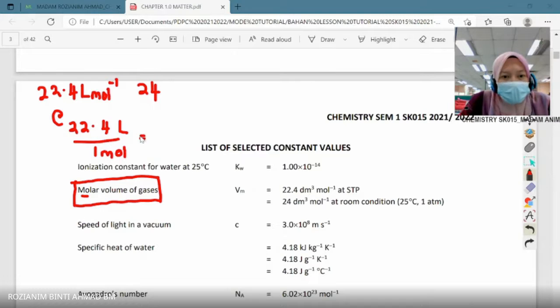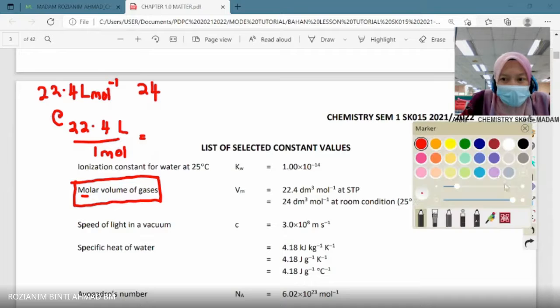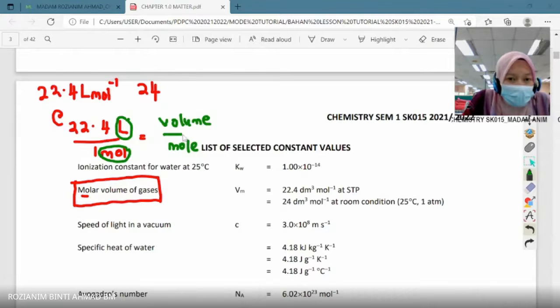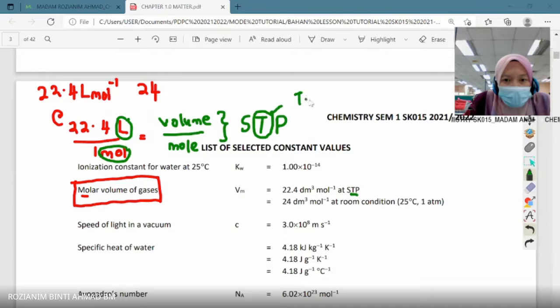So now we know according to the measurement, liter means a volume. Mole is the unit belonging to the moles of gases. So this value measures the volume of the gas in 1 mole. But this value occurs at standard temperature and pressure. That is why it is labelled STP here. So what does standard temperature and pressure mean? Temperature equals 0, pressure equals 1 atm.